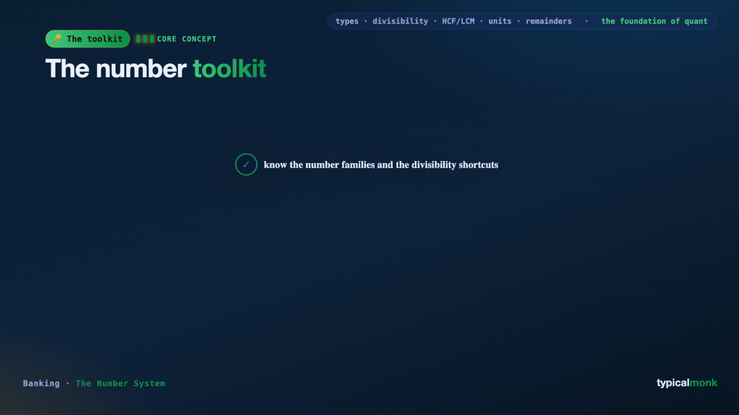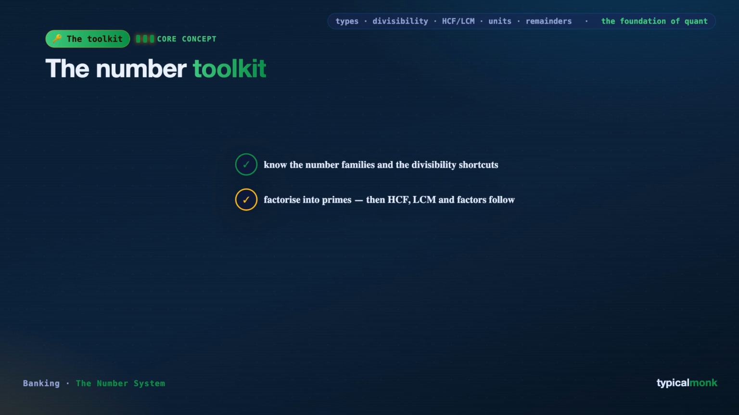First, know the number families and the divisibility shortcuts. Be fluent in naturals, integers, rationals, and reals, and be able to test divisibility by 2, 3, 5, 9, and 11 at a glance. This is the everyday vocabulary and the fast mental check that speeds up every other calculation you do.